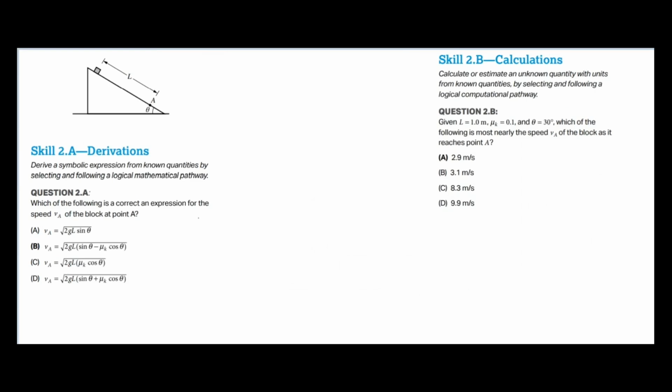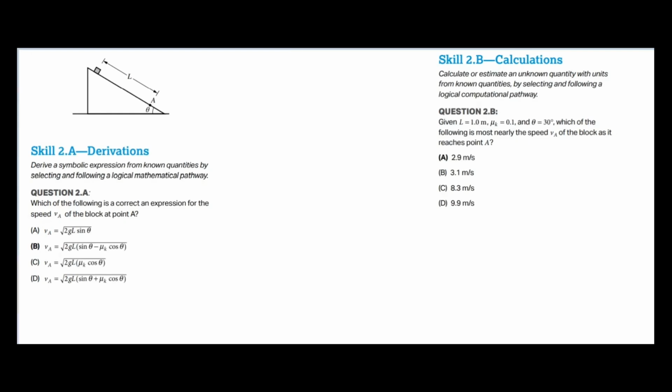So this first one says, which of the following is the correct expression for the speed VA of the block at point A? So these questions are pulled straight from the AP booklet. And the answers are already bolded, but we're just going to pretend at the moment that we don't see the correct answer and work our way through this.